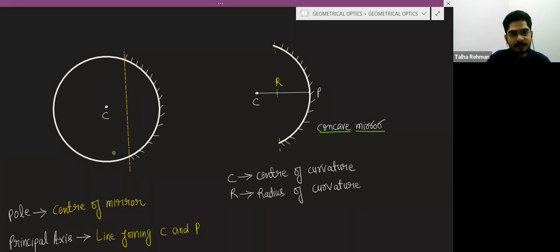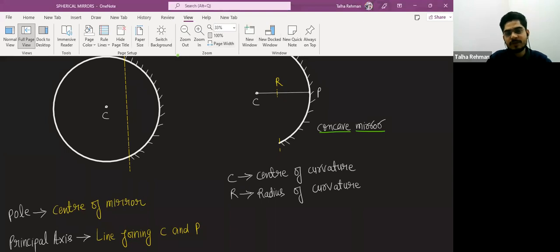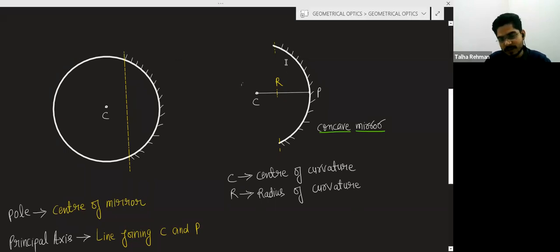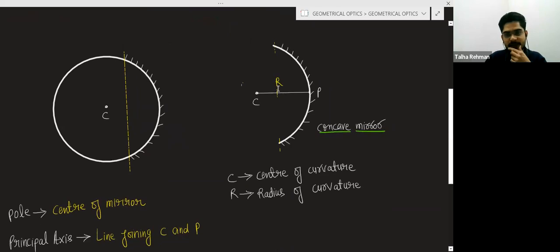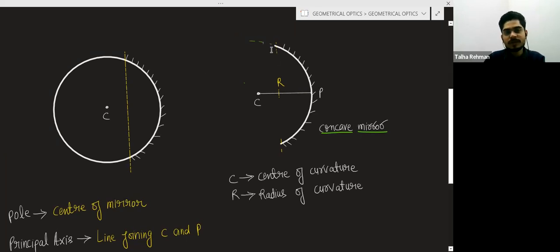Now we can take one example of how the convex mirror will form. This is a concave mirror, looking like a cave. This is the reflecting surface. I think you already know this is the concave mirror, and this is a center. This will be the center if you complete this like this. Basically, this mirror is a part of the sphere.